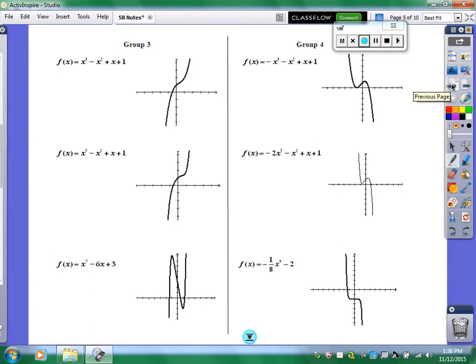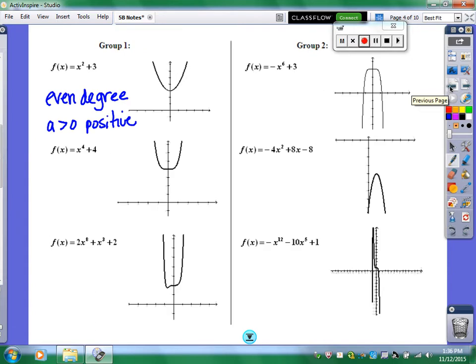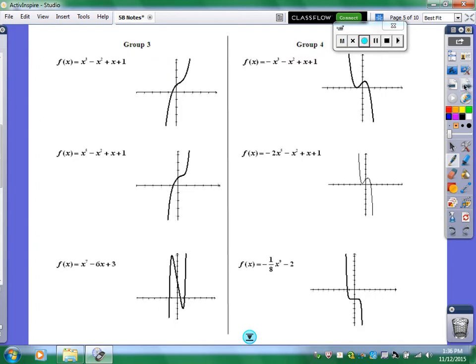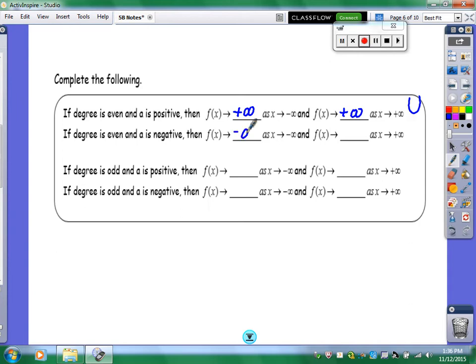Let's go back and look at group 2. What do they have in common? The degrees, 6, 2, and 12, they all have even degrees. That tells us we're going in the same direction. Now, what direction? Look at your A's: -1, -4, and -1. Here A is negative, less than 0. Notice they're both going down. So if it's even and A is positive, they both go up. If A is negative, they're both going down. Let's fill that out on our chart. Here we're both approaching negative infinity. So with even, you have to remember they go in the same direction, and whether A is positive or negative determines if it goes up or down.